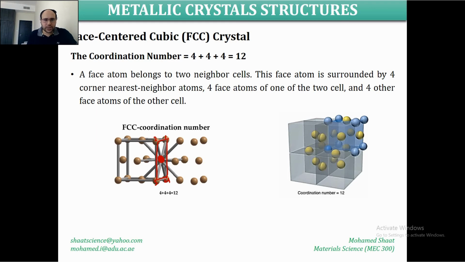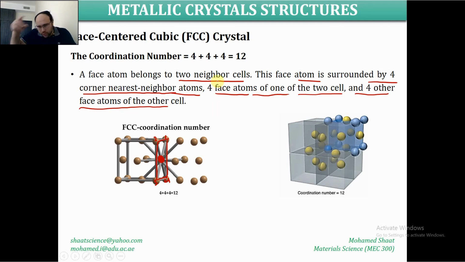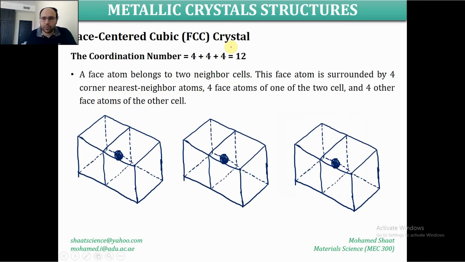So how are we counting this? A face atom belongs to 2 neighbor unit cells. You should consider two unit cells next to each other. This face atom is surrounded by 4 corner nearest neighbor atoms of one of the 2 unit cells, and 4 other face centered atoms of the other unit cell. This looks like 4 by 4, but it is not 4 by 4, it is 4 three times. You end up with the number 12.